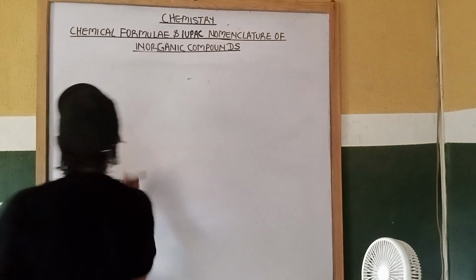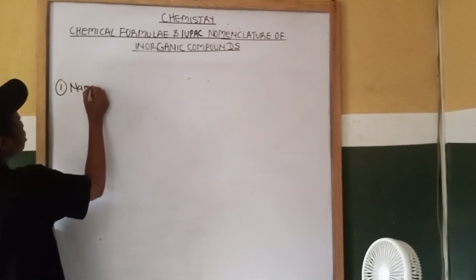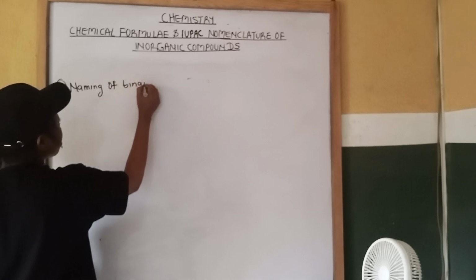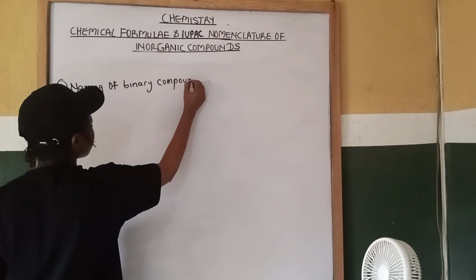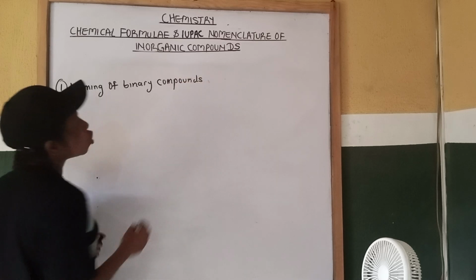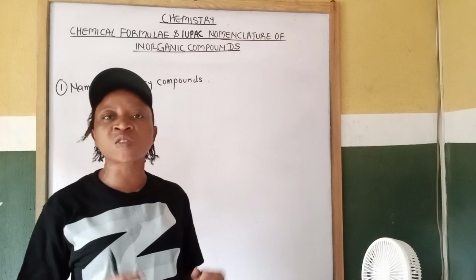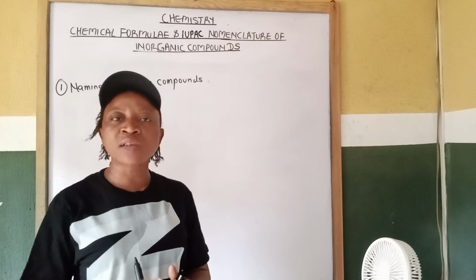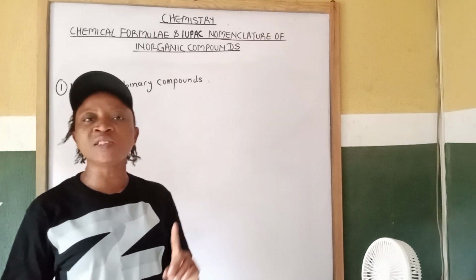Then what are binary compounds? Binary compounds are compounds that consist of two atoms, whereby one is metallic.